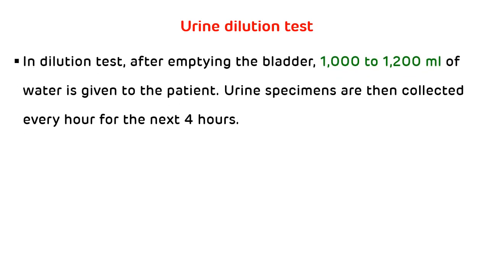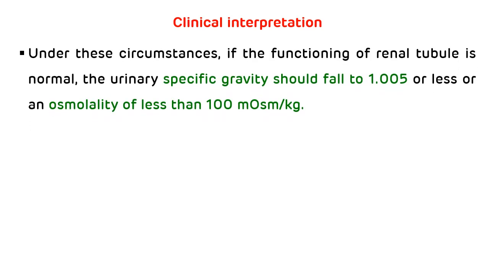Now the urine dilution test. In the urine dilution test, after emptying the bladder, 1000 to 1200 ml of water is given to the patient and urine specimens are then collected every hour for the next 4 hours. For clinical interpretation, if the functioning of the renal tubule is normal, the urinary specific gravity should fall to 1.005 or less, or an osmolality of less than 100 milliosmol per kg.